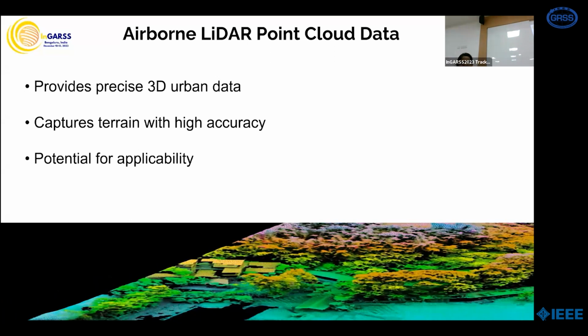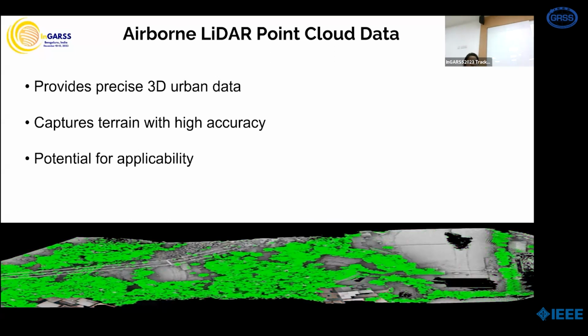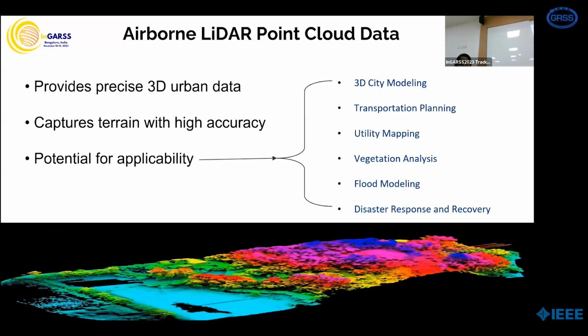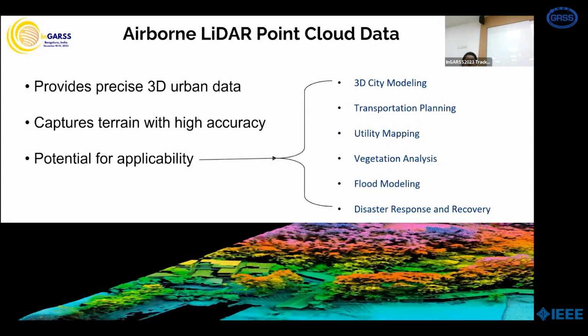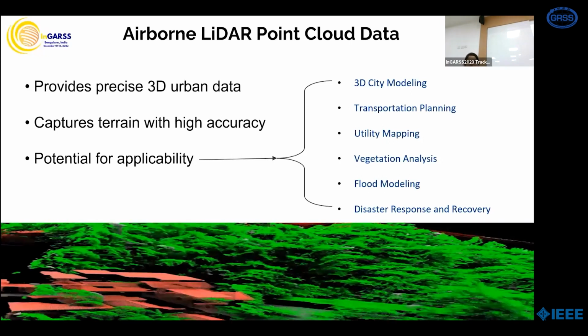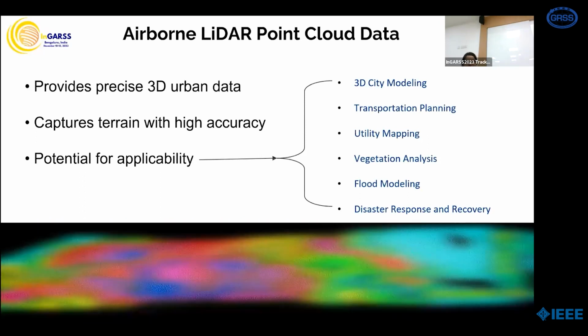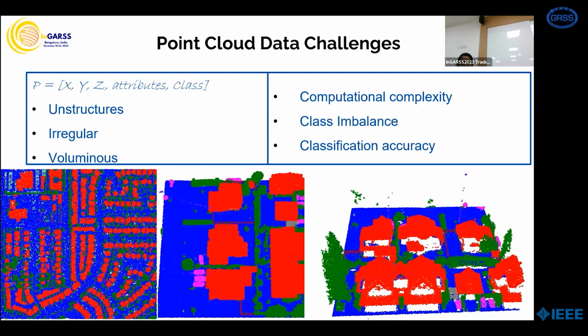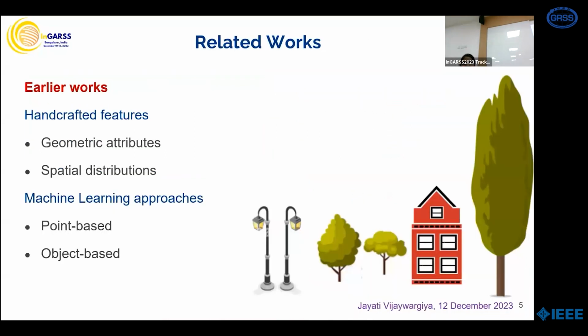Airborne LiDAR point cloud data provides precise 3D urban data and captures the terrain with high accuracy. It has potential applicability in the fields of 3D city modeling, utility mapping, transportation mapping, vegetation analysis, flood modeling, disaster response and recovery, and many more. But point cloud data comes with its own challenges. Point cloud data represented by XYZ, other attributes, and class is unstructured data which is irregular, and over a large terrain it becomes very voluminous. Thus, the data comes with computational complexity and its classification accuracy is hindered by the class imbalance challenge.